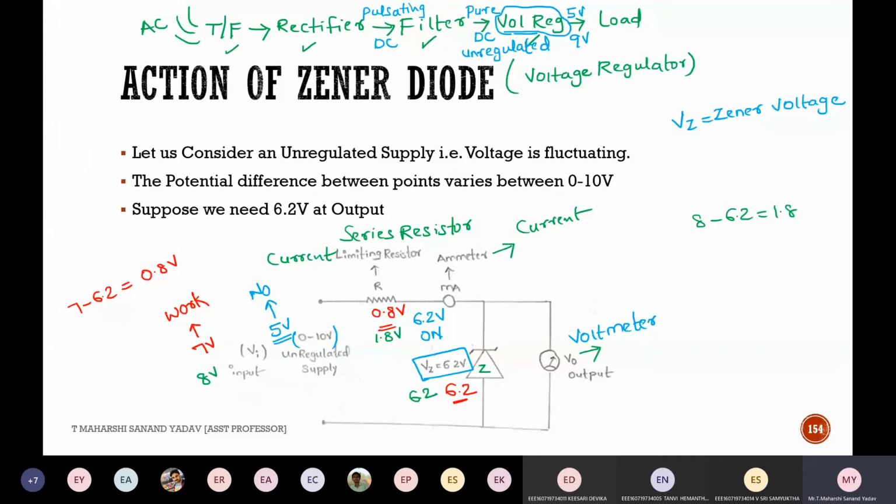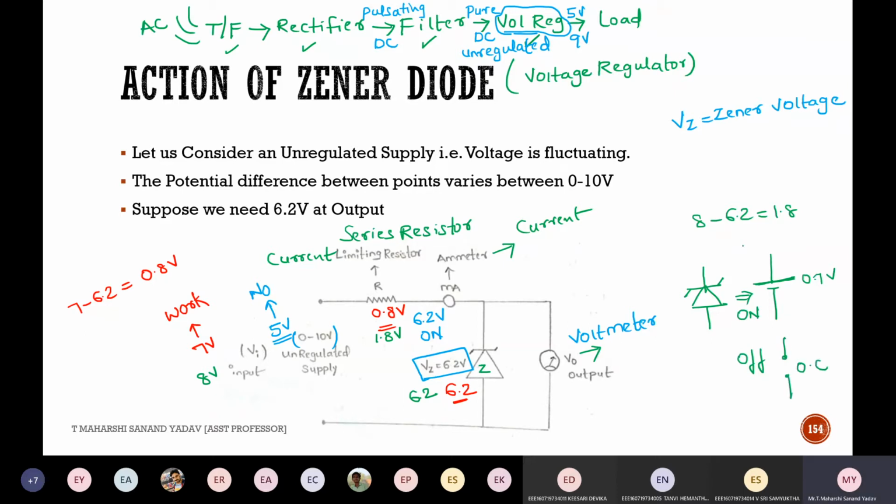So it requires only 6.2 volt to get switched on. If this is a Zener diode, it requires only 6.2 volt. Then it is replaced with its equivalent model. This is the equivalent model of the Zener diode, replaced with its cut-in voltage. For example, consider the cut-in voltage to be 0.7 volt. Once it is on, it is replaced like this. If it is off, it is replaced with an open circuit.